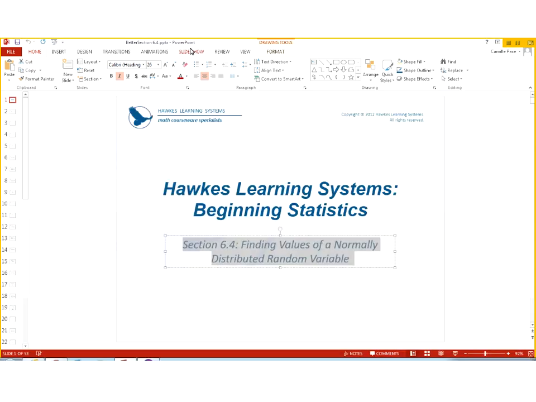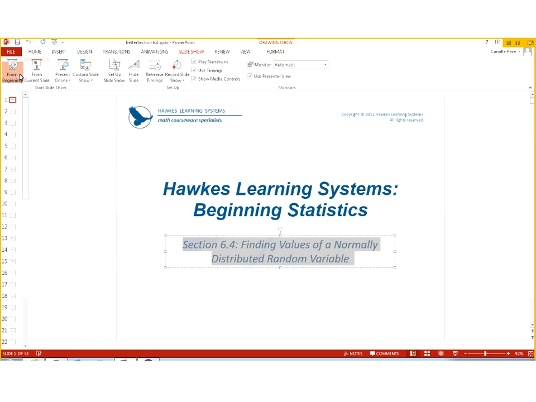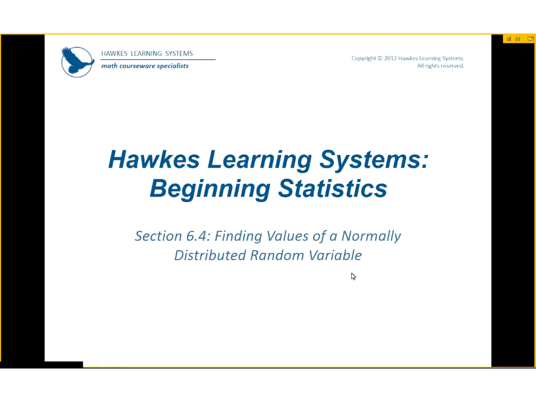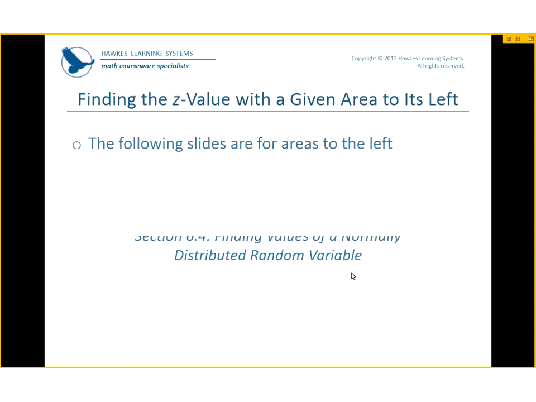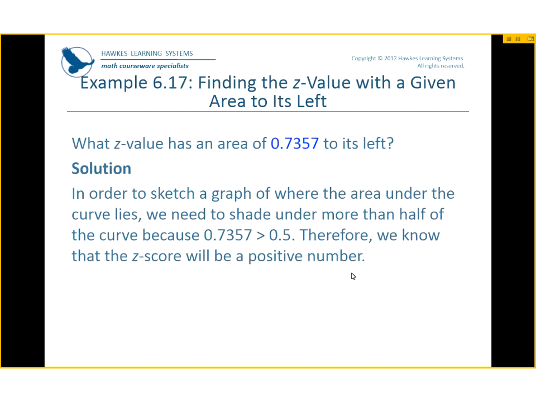So let me go to my slideshow. Okay, so we're looking at finding values of the normally distributed random variable. I broke this video up into sections, so here we go. Finding the z-value with a given area to its left.